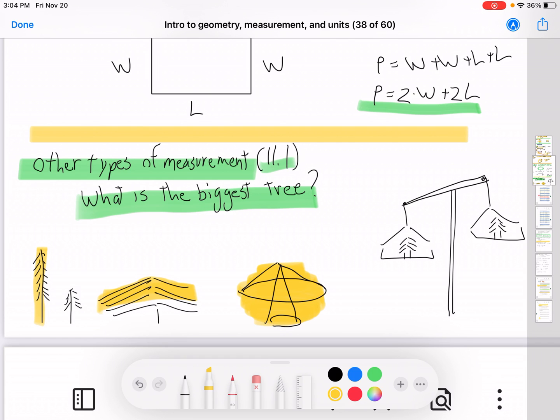Or you could even think about weight. Maybe the biggest tree is the heaviest tree, and then that brings in the density of the wood. There are a lot of different ways we can talk about size, and until you decide on what size you're going to measure by, it's hard to say which is the biggest.